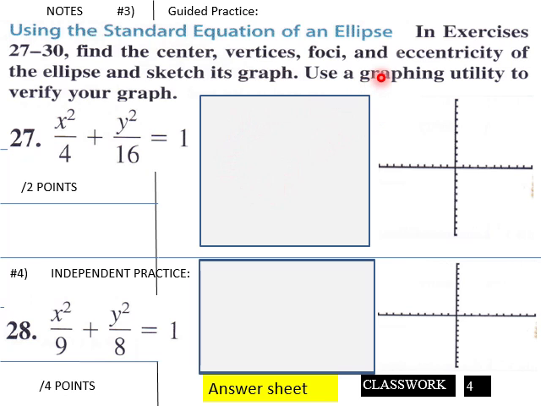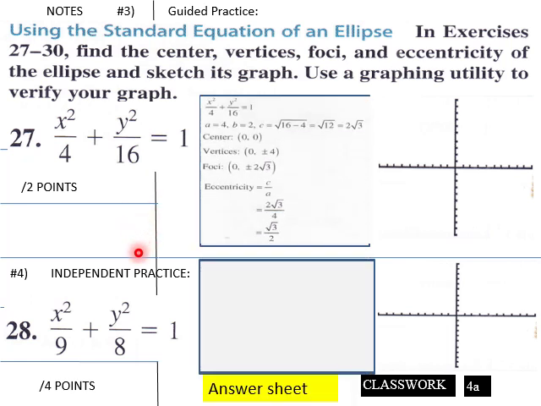So let's try one of those. Find the center, vertices, foci, and eccentricity of this ellipse, and then sketch its graph. Use a graphing calculator to verify your graph. So we have x squared over 4 plus y squared over 16 equals 1. In this situation, a equals 4, b equals 2. This would be our 4, that would be our 2. And then c is the radical of 16 minus 4, which is radical 12, which is 2 times the square root of 3.